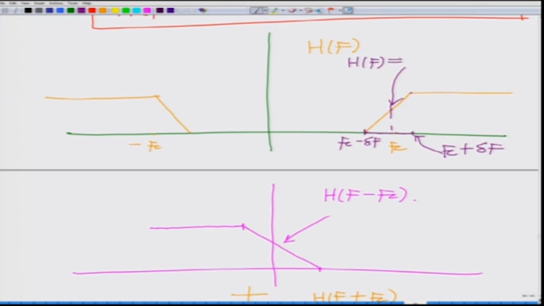H(f) equals 1 over, you can see this linear part corresponds to, the slope is 1 over, it is rising. So, this is 1, this is 0. So, slope is 1 over, it is rising to 1 in an interval of 2 delta f, 1 over 2 delta f times (f minus fc plus delta f).